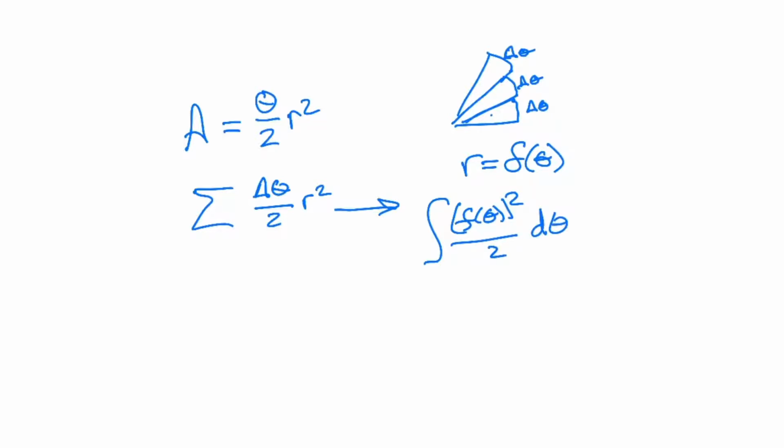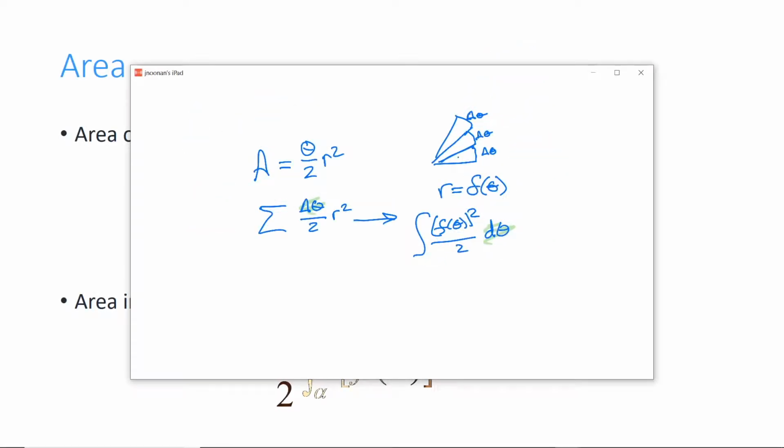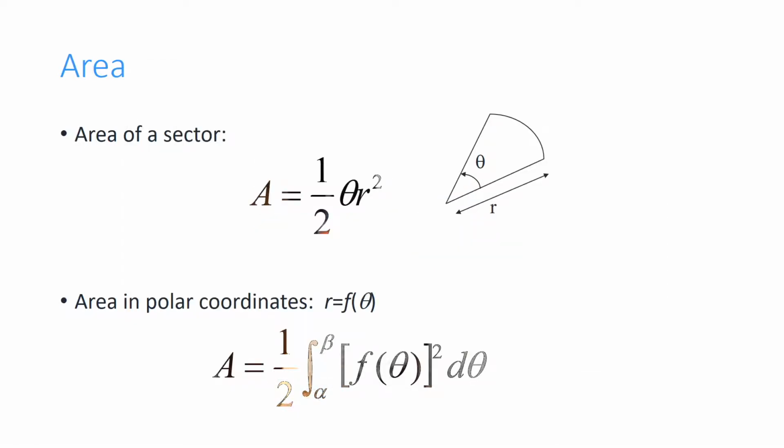Hopefully this is at least somewhat familiar to you: when you use the fundamental theorem of calculus, the Riemann sum turns into an integral, and you're able to compute the area using an integral instead of a Riemann sum. So here's our formula for area in polar coordinates. The alpha and the beta come from whatever angles we're starting and ending at, and then we'll work from there. Here are some examples.